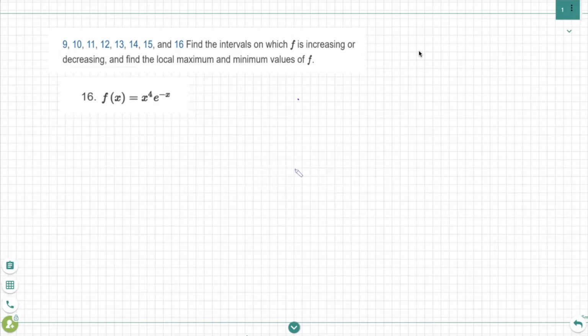Product rule. Yep, okay. So it'd be x to the fourth times the derivative of e to the negative x, plus 4x to the third times e to the negative x. What's the derivative of e to the negative x? Isn't it just e to the negative x again? What's the setup of this function? Are there any rules you have to apply there?